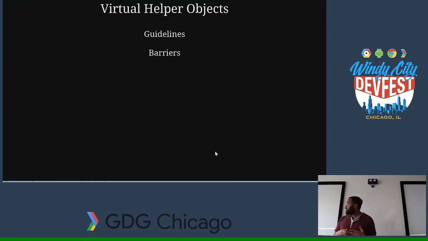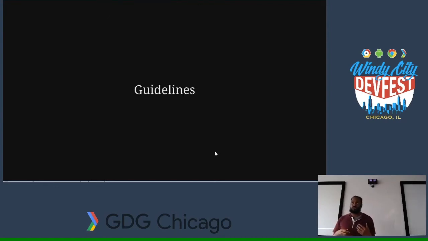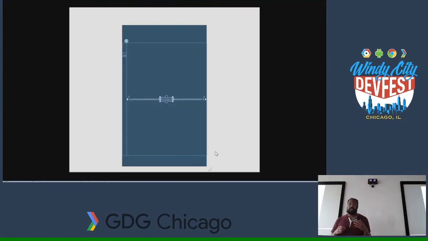All right, so these next couple of things are going to be pretty helpful to the designers, and to the developers, it will help you implement the layouts that your designers give you. The first one is guidelines. The next one are barriers and groups. So guidelines are a way for you to specify specifically how you align your layouts.